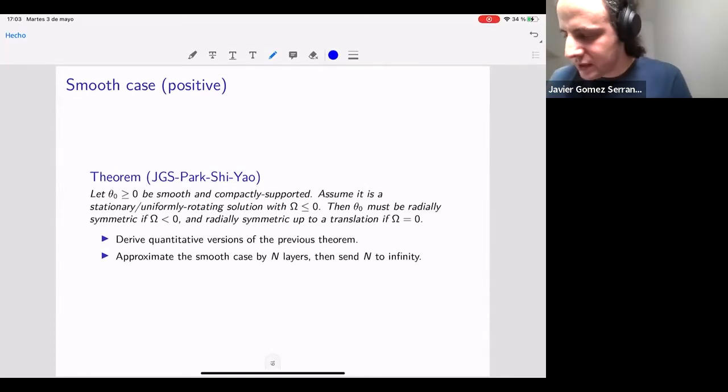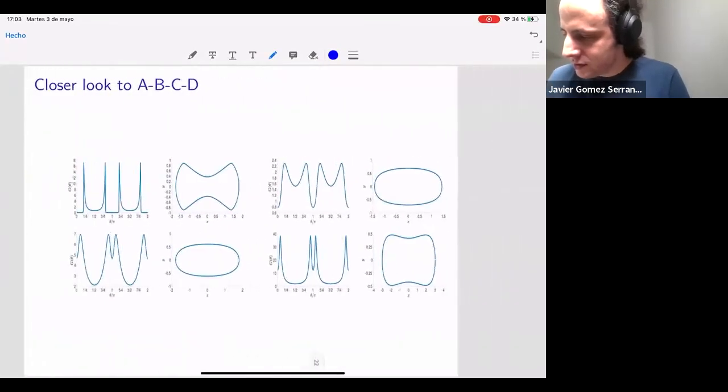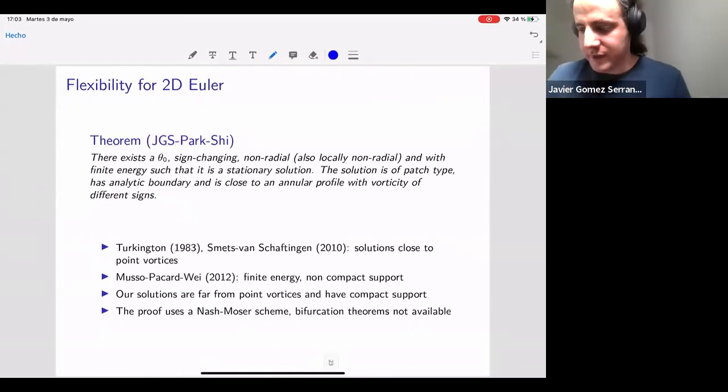Assuming that the vorticity is non-negative and, let's say, compactly supported, then we can prove similar results for omega smaller or equal than 0. And the technique is what I said. We derive quantitative versions of the case that I described before, approximate our smooth function by n layers, and send n to infinity. We also did some results for the vortex sheet, but let me skip those. And I'm going to focus now on the flexibility case, which is a paper that we posted in December of last year.